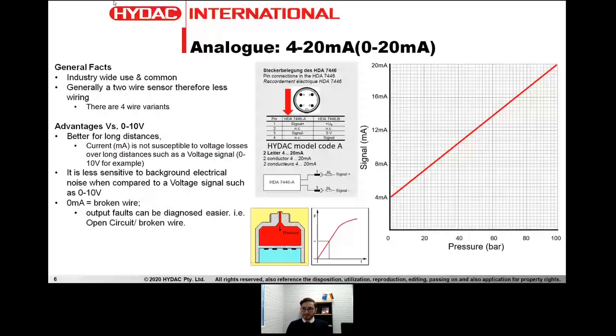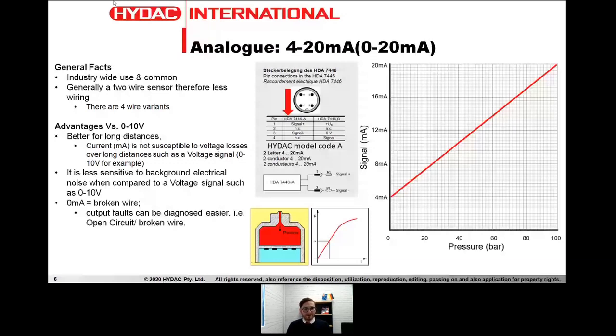The sensors generally follow a linear curve on the output, and I'll go over how a sensor converts a real-world physical property to an analog output soon. Some of the advantages of a 4 to 20 milliamp sensor compared to a 0 to 10 volt sensor is that a current or milliamp output is better over long distances, and it's not susceptible to voltage losses or electrical background noise as a 0 to 10 volt sensor is.